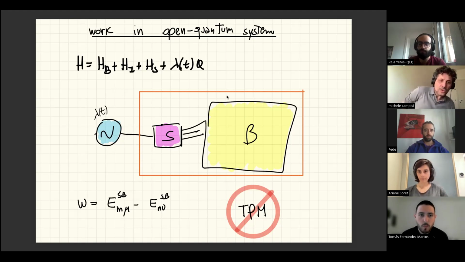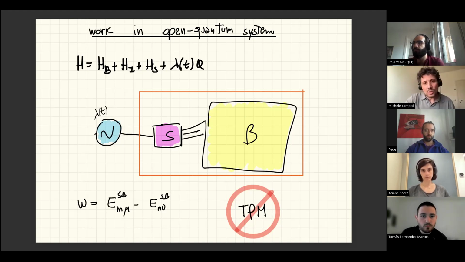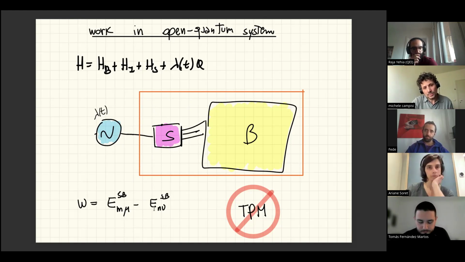So if you want to measure the work distribution using the two-point measurement scheme, what you have to do is to make a projective measurement of system plus bath at time 0 and get out some eigenvalue, which here I call E n nu SB. I have two indices, one for the system, which is n, and one for the bath, which is nu. And then at time tau, when the process ends, measure again, and you get another eigenvalue, and then you repeat this, and you get the statistics.